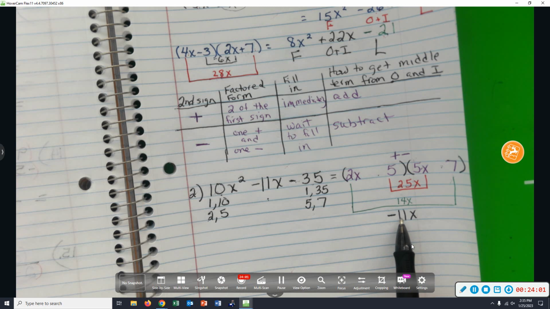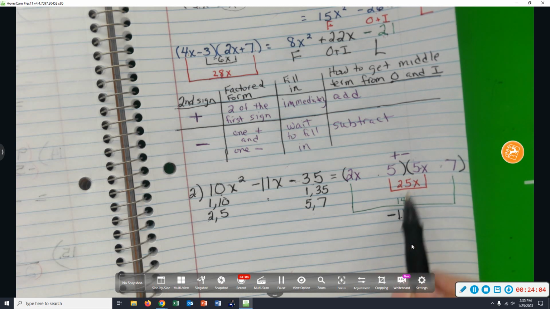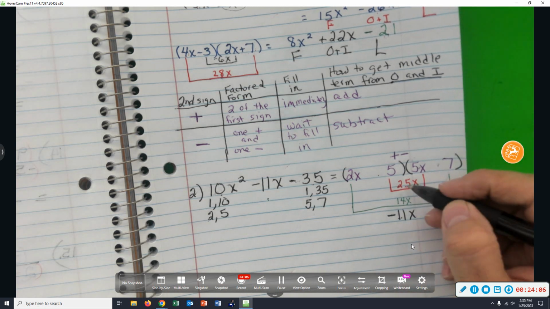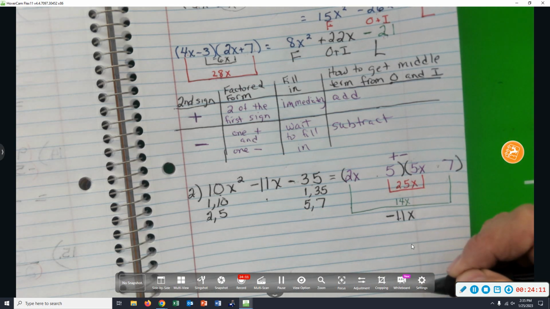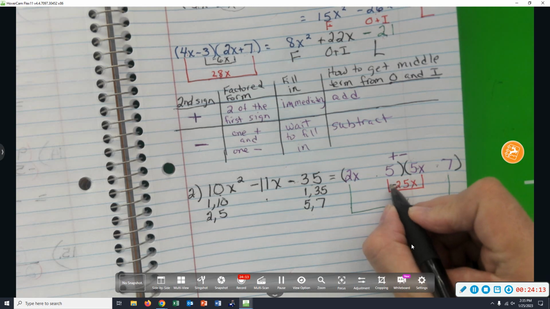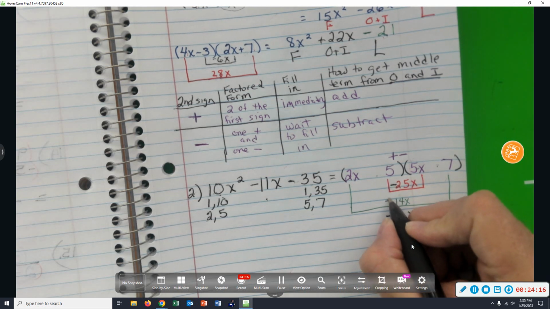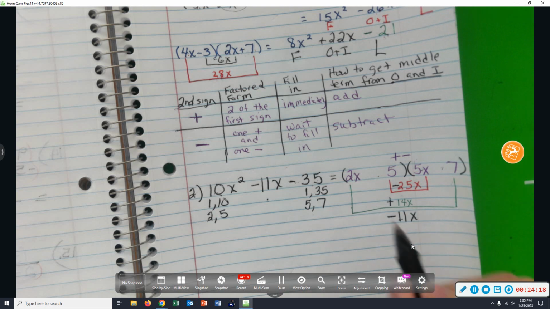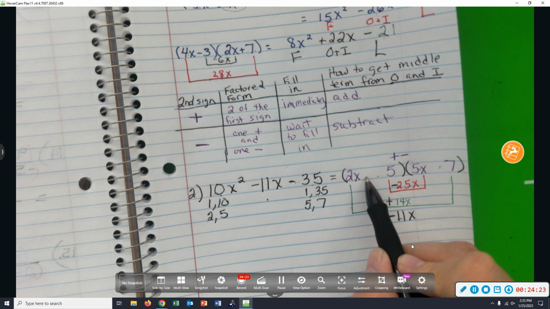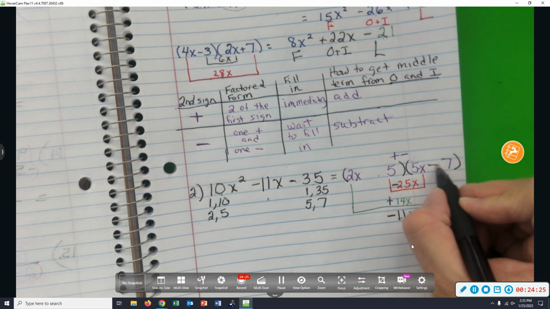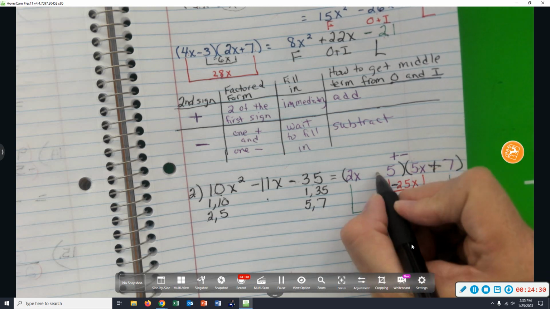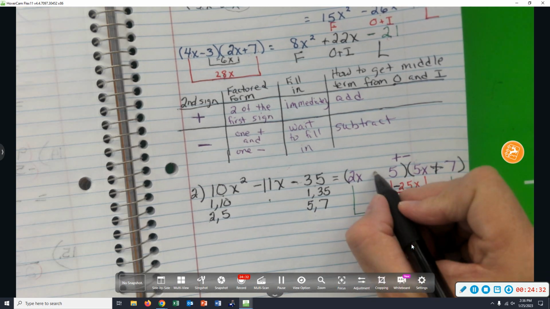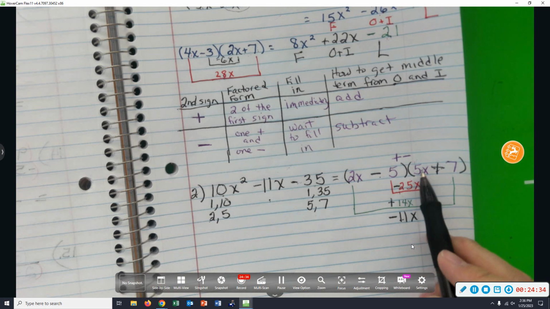In order to get a negative 11, when I subtract the 25 and 14, which one of these numbers would need to be negative? The 25 or the 14? The 25 would need to be negative. The 14 would need to be positive. Can y'all chase those backward and tell me where does the plus go and where does the minus go? The plus goes in front of the 7. That would give me a positive 14. The minus in front of the 5.